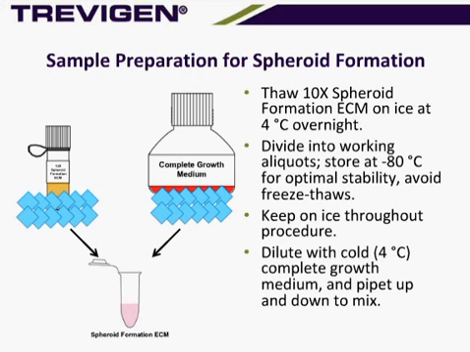Now that we're ready to dilute, we'll add our cold complete growth media to the tube, then add our 10x spheroid ECM and pipette up and down to create a homogeneous solution.